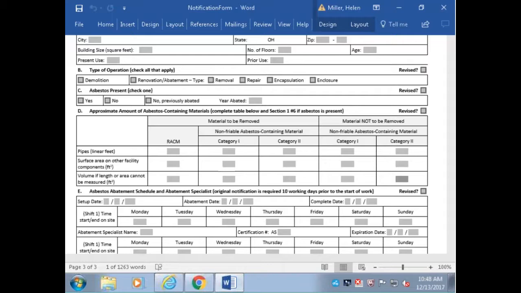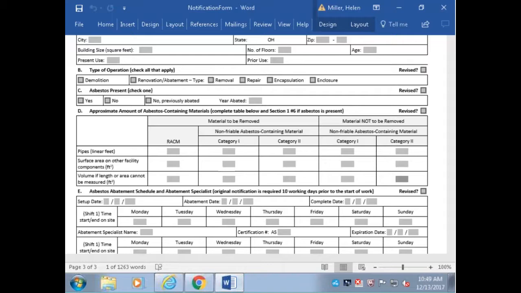Can Section H project hold be used for asbestos abatement projects as well? Yes. Does the 10-day still start from the postmark date? Yes. We already got that.